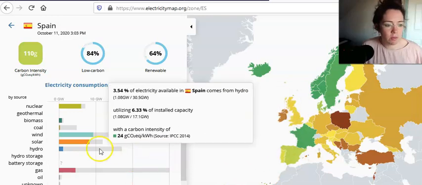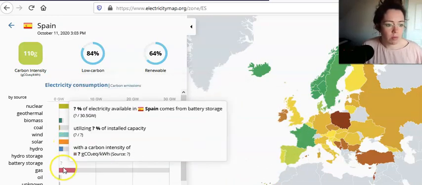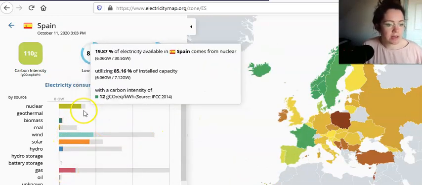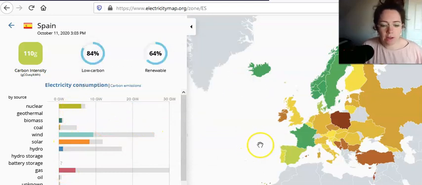If we look at Spain here, it's interesting. Obviously, it's sunny in Spain at the moment. A lot of solar, but also some gas, some wind, and some nuclear. So that's why Spain is quite low intensity.